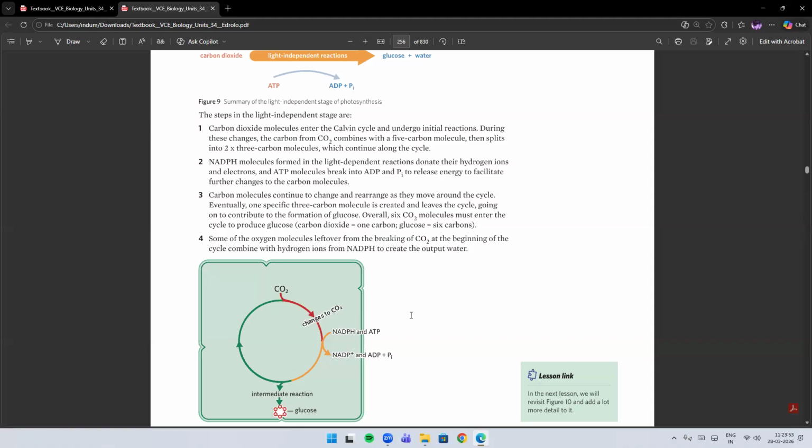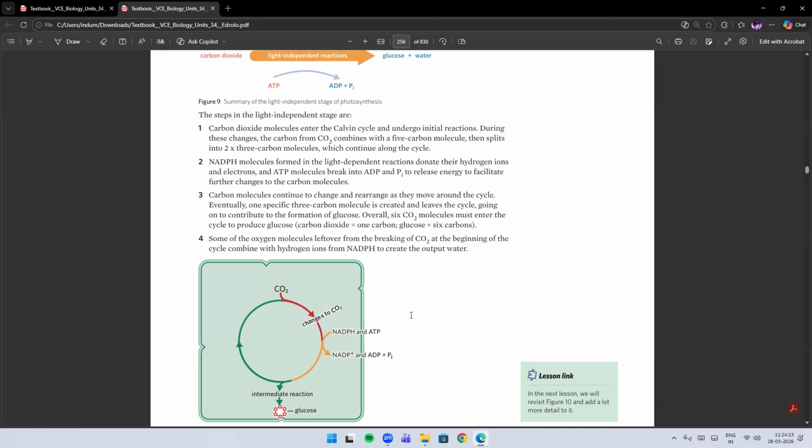Number 3. Carbon molecules continue to change and rearrange as they move around the cycle. Eventually, one specific 3-carbon molecule is created and leaves the cycle, going on to contribute to the formation of glucose. Overall, 6 carbon dioxide molecules must enter the cycle to produce glucose. Carbon dioxide is equal to 1 carbon and glucose is equal to 6 carbons.